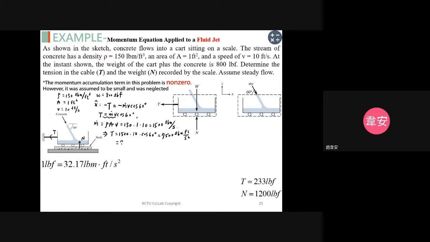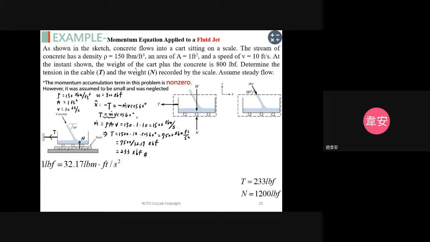So we need to divide 7500 by 32.17 to convert the unit to pound force. Finally, the answer for the tension force is around 233 pound force. So we have answered the first question for the tension force. How about the second question?